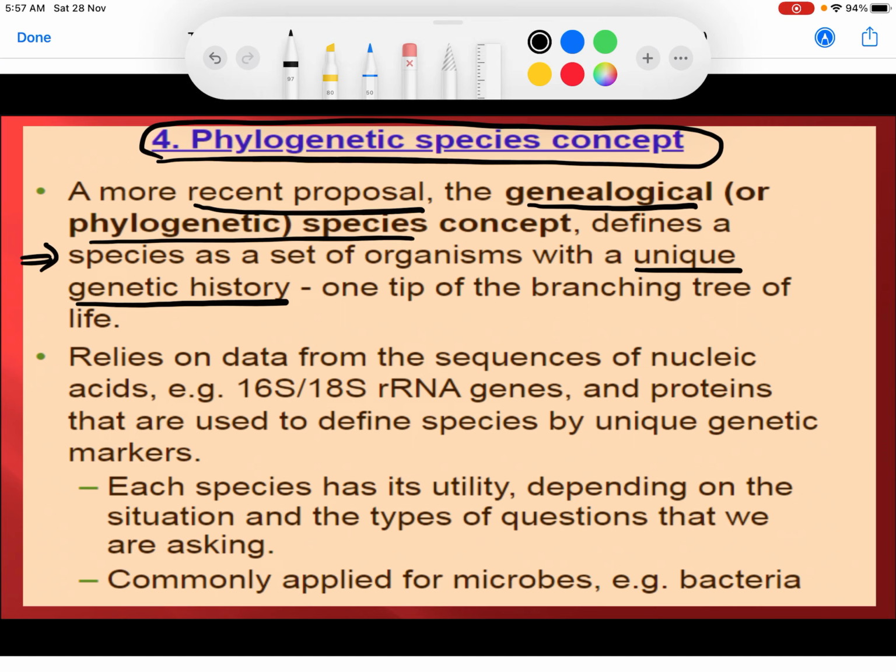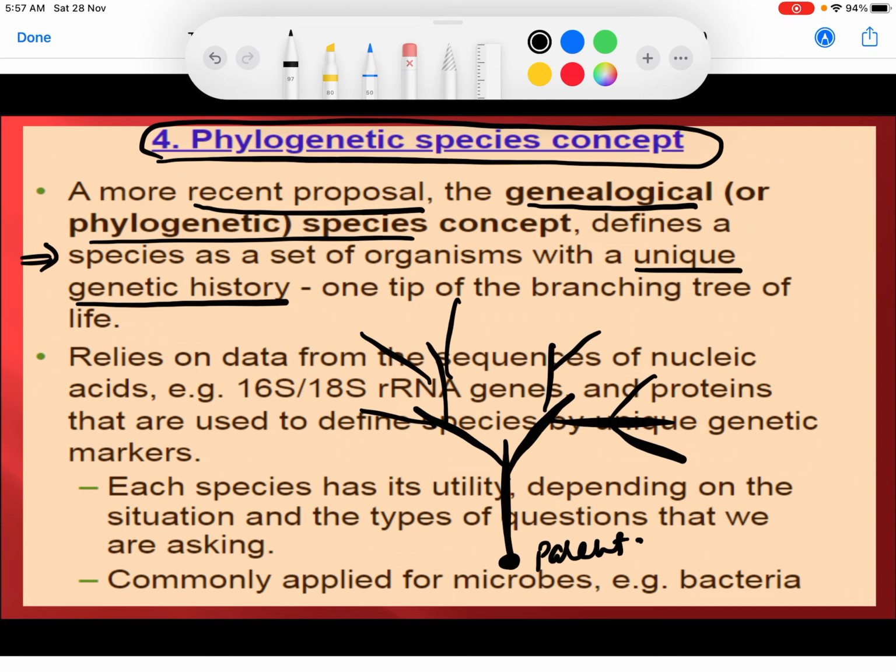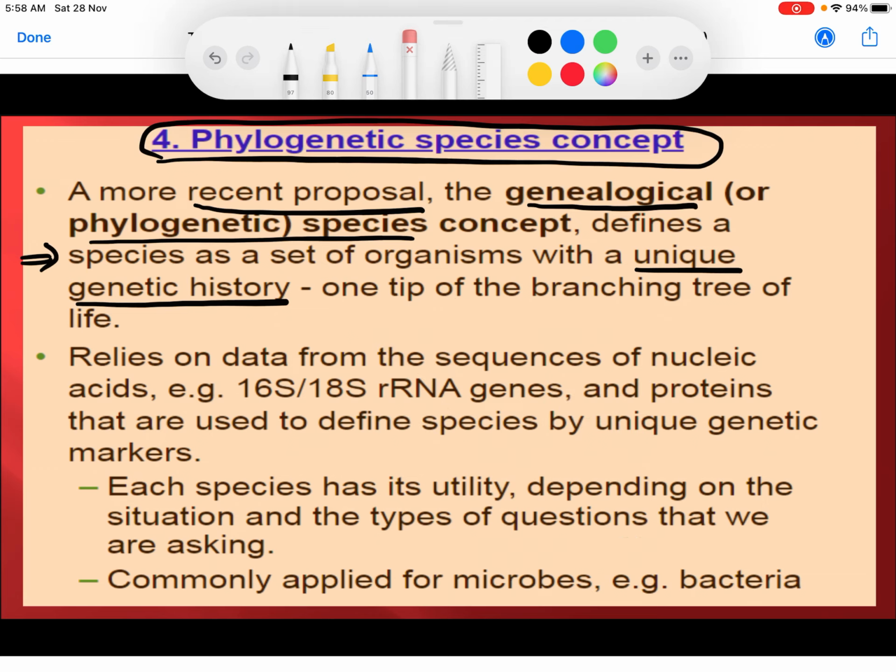So, if you draw a particular branching tree, for example, here is a particular parental species, then they have two offspring species, these have two more, these have two more, these have three, these have two, these have three. So, this is called a phylogenetic tree. Each branch has a specific genetic history, and when you define a species based on the character of genetic history and variation, then it is the phylogenetic species concept. It relies on data from sequences of nucleic acids.